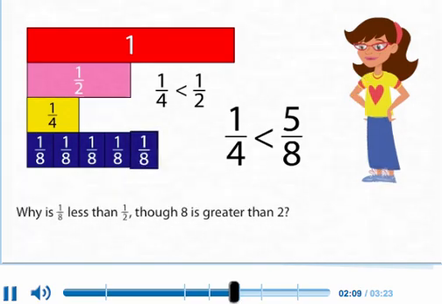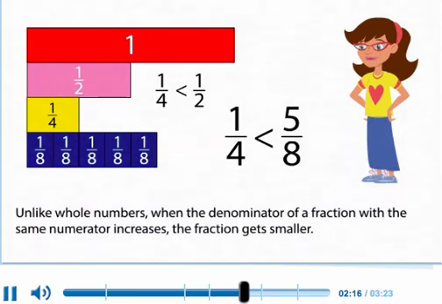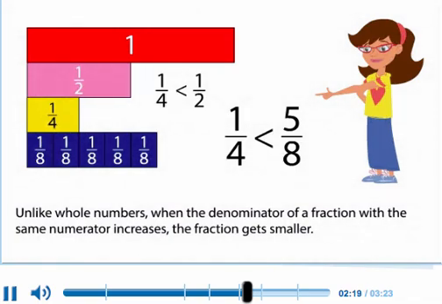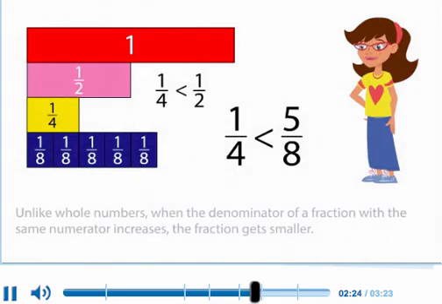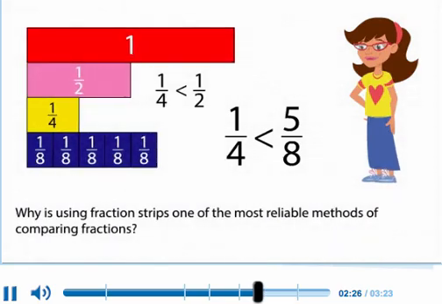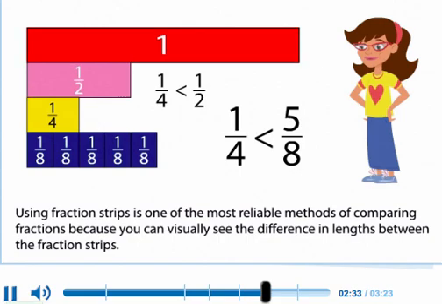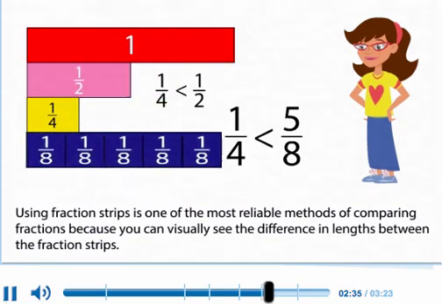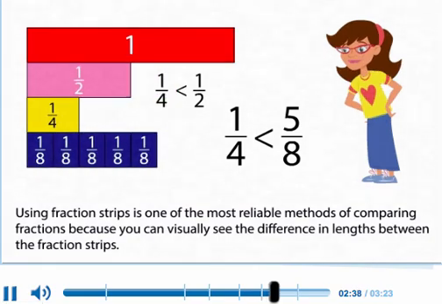Why is 1/8 less than 1/2, though 8 is greater than 2? Unlike whole numbers, when the denominator of a fraction with the same numerator increases, the fraction gets smaller. Why is using fraction strips one of the most reliable methods of comparing fractions? Using fraction strips is one of the most reliable methods of comparing fractions because you can visually see the difference in lengths between the fraction strips.